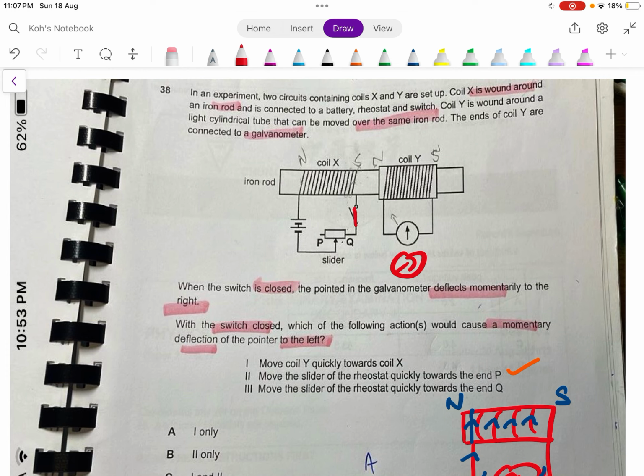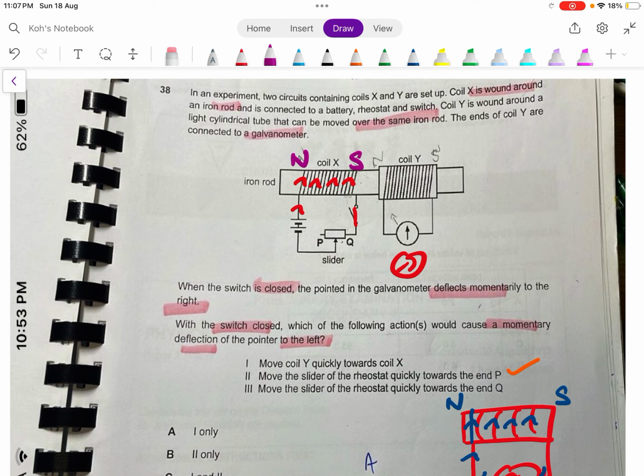So I close the switch. Apparently, the current will flow in such a manner. To deduce what is the pole at X, I just need to use the right grip rule. So you use the right grip rule, apparently your thumb is pointing towards the left hand side, meaning this is the north pole, this is the south pole. Yeah, so this is actually correct.